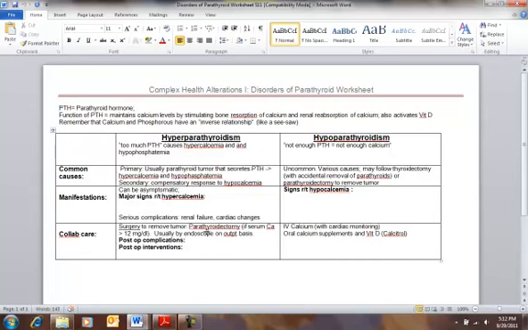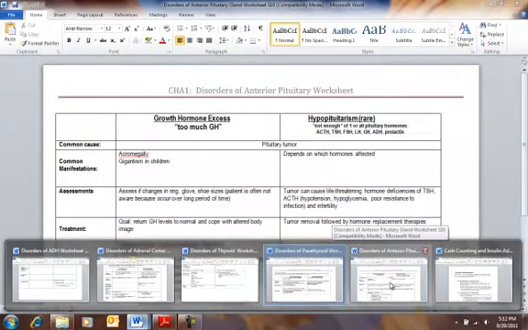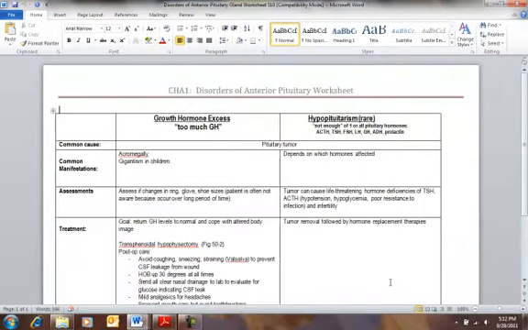Hyperparathyroidism is not that common. It can be related to a parathyroid tumor, and their symptoms are going to be related to hypercalcemia. Oh, and I do want to mention one more thing on the growth hormone excess, or hypopituitarism, which is related to your anterior pituitary.